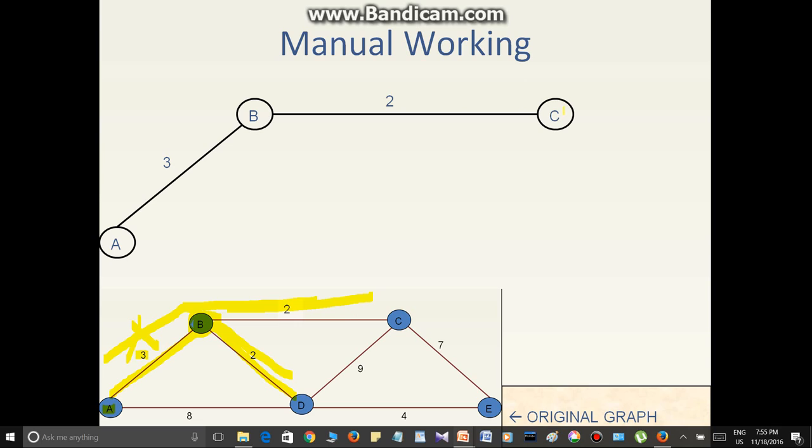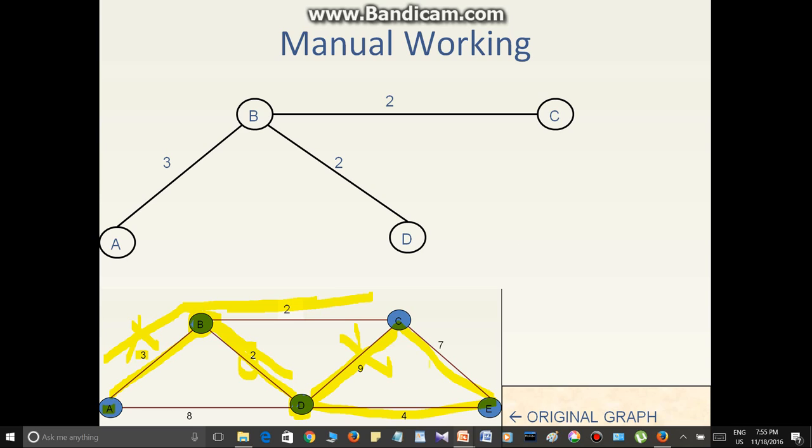And from C, if I see, C to D is 9 and C to E is 7. But remember guys, we missed out this 2 here. This is the shortest 2, so I have to put this back here. So B to D is 2. Then I'm standing in D now, not in C. From D, if I see, I have a 4 and I have a 9. This 9 I need not consider because C is already visited.